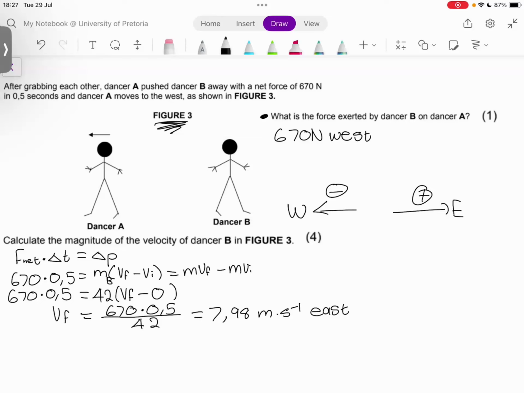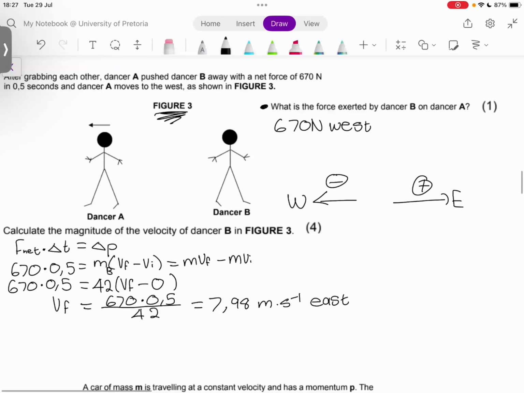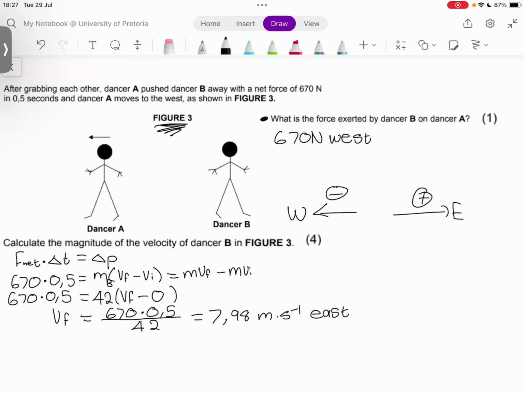Okay, somebody asked, why did we use the mass of B? We use the mass of B because the question is specifying the velocity of dancer B. So we have to use the corresponding mass associated with dancer B, and that is 42 kilograms. I hope that answered your question.